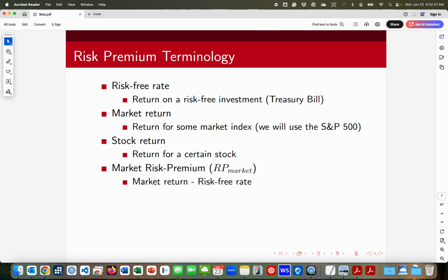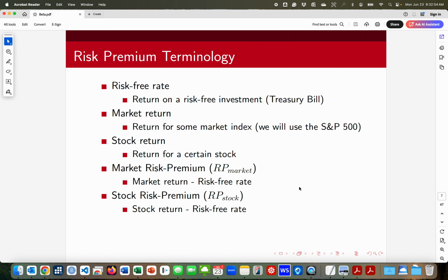The market risk premium is just the market return minus the risk-free rate. So let's say the risk-free rate is paying 4% and the market return was 8%. That risk premium would be 4%: the 8% market return minus the 4% risk-free return.